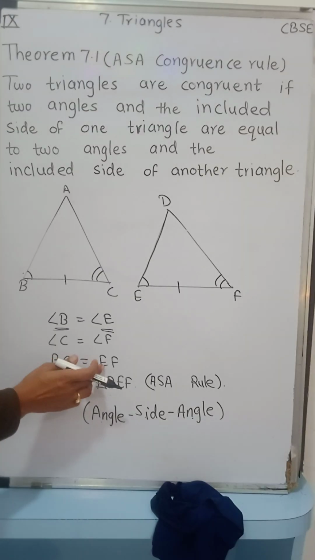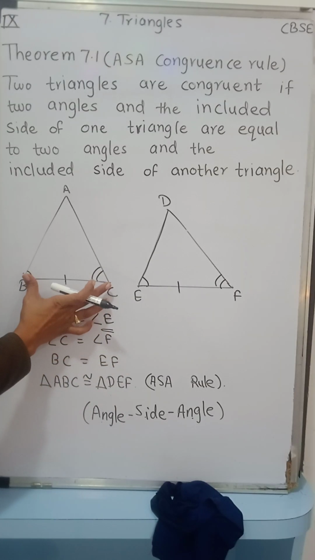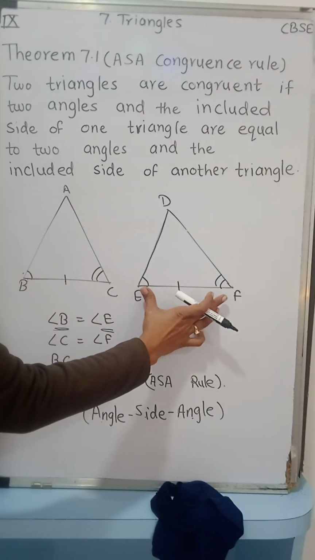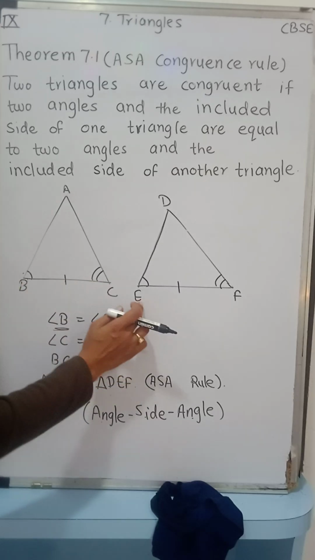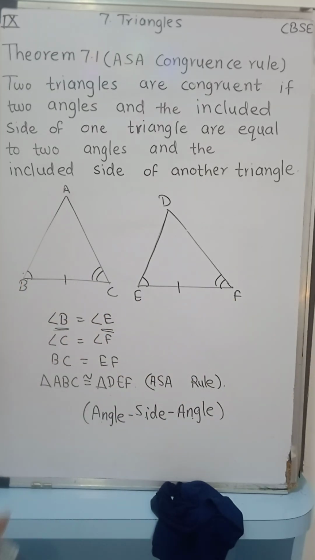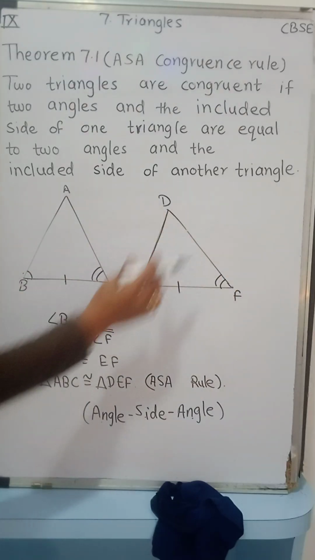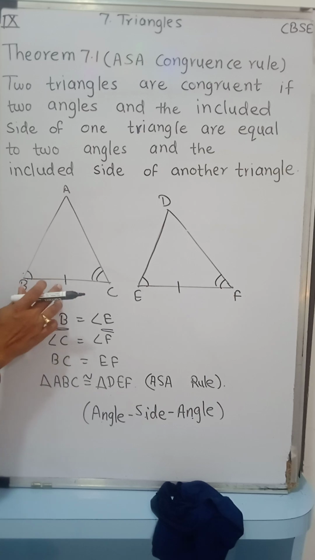Now BC is equal to EF. Between the two angles, angle B and angle C, the common side is BC, and between angle E and angle F, the common side is EF. So BC is equal to EF. Therefore these two triangles are congruent by the Angle Side Angle rule. Got it everyone?